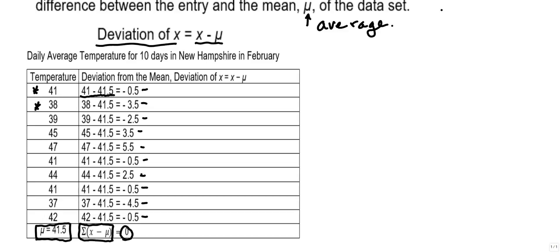Now remember that this letter right here, this is the Greek letter sigma. It's an uppercase letter, and that's going to represent summation or sum of. And then we're using mu as the average or mean of a population data set.